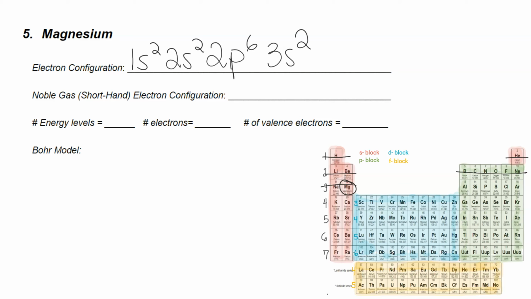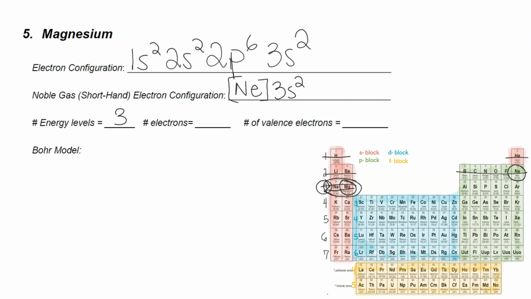Our noble gas notation, we're going back from magnesium, so we're moving backwards to neon. So neon goes in brackets here. And then we just write the part that comes after neon, which is this 3s2 part. Whew, that was way easier. So number of energy levels here, well, I see 1s, 2s, and 3s. So our highest energy level is 3.